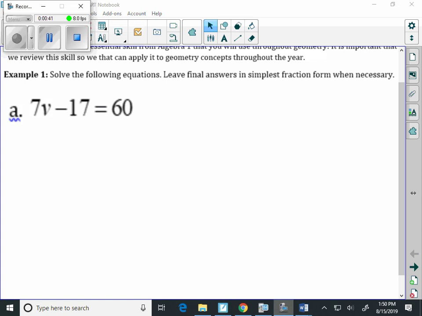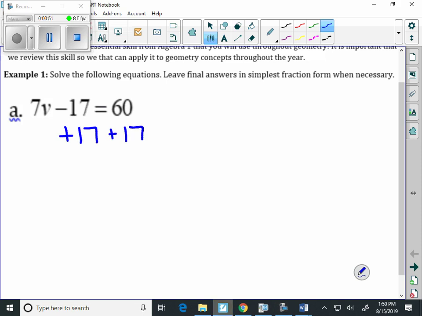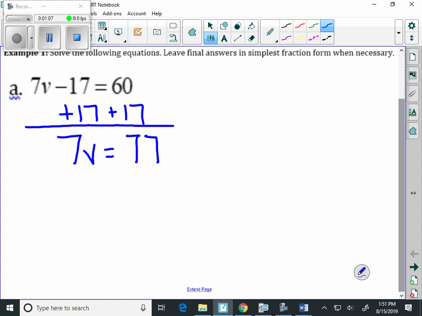What we're going to do to solve this is isolate the variable. And the variable in this case is v. The way we're going to do that is move the 17 over to the other side by adding 17 to both sides. We get 7v equals 77. Again, our goal is to solve for v. It's 7 times v, so in order to undo the multiplication, we're going to divide both sides by 7. And when we do, we're left with v equals 11 because the 7's cancel out.